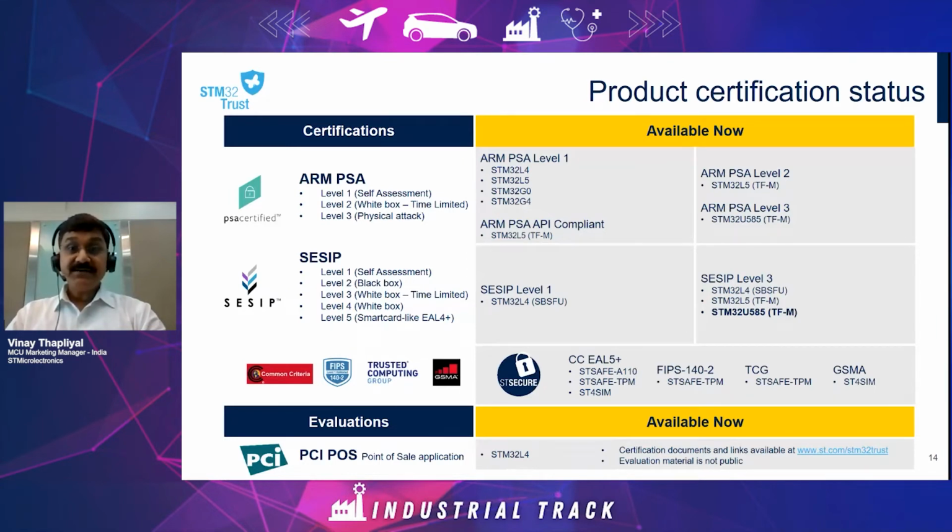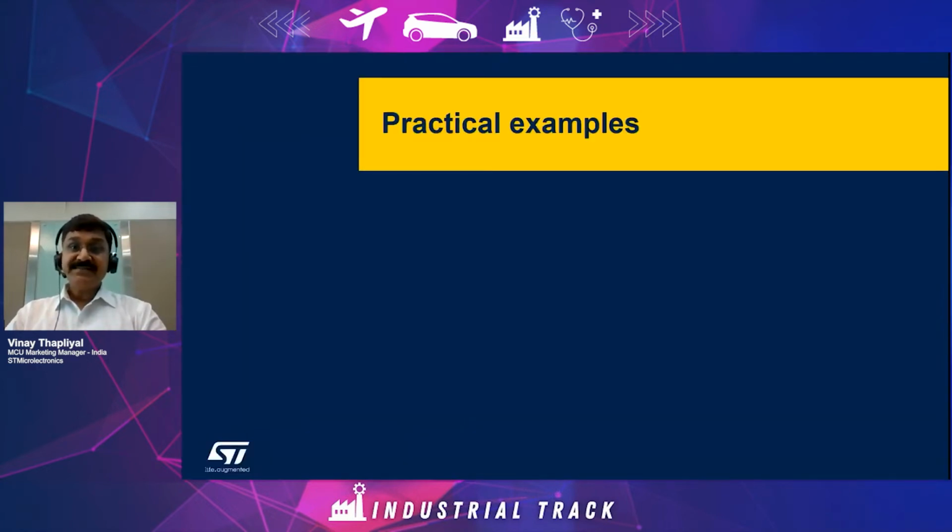Here you can see on the right side the STM32U5, which is one of the latest products from ST. It provides SESIP and PSA level 3 compliance with the help of silicon-implemented features plus the TF-M software framework module, which comes from ARM. Higher security compliance like Common Criteria EAL5+ is also possible with the addition of ST Secure devices, as we discussed in an earlier slide. Let's see some practical examples which you can also try to correlate with your application use cases.